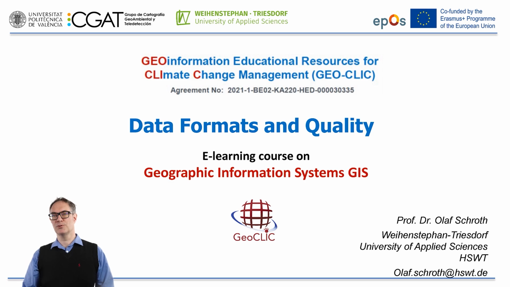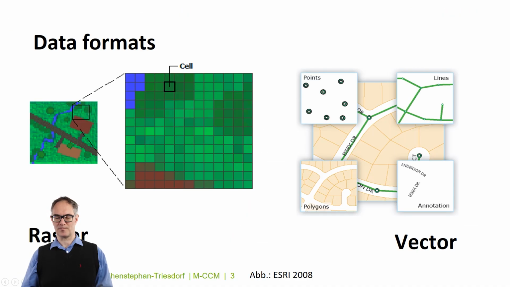Welcome to part 2 of the GIS introduction, Data Formats and Quality. Learning goals for this lecture are the different data types and that you learn how to distinguish between vector and raster data, that you understand topology, and some advice on how to assess data quality.